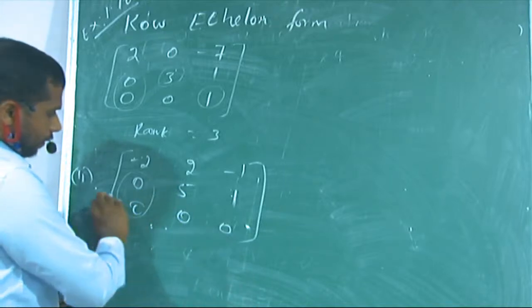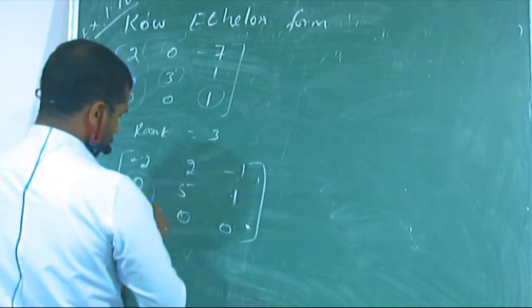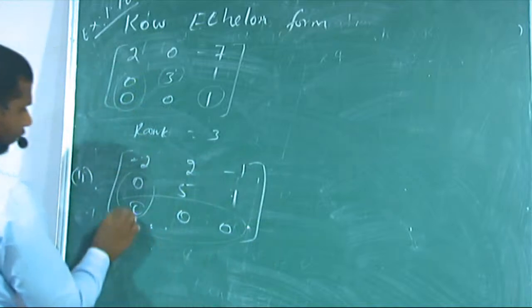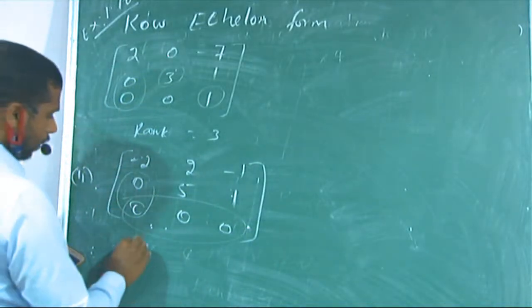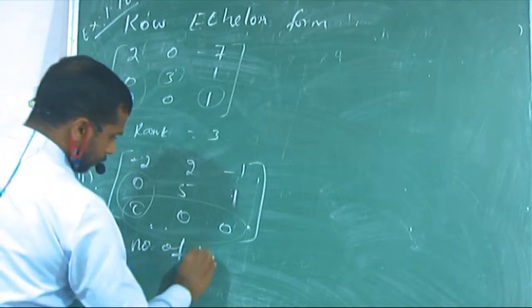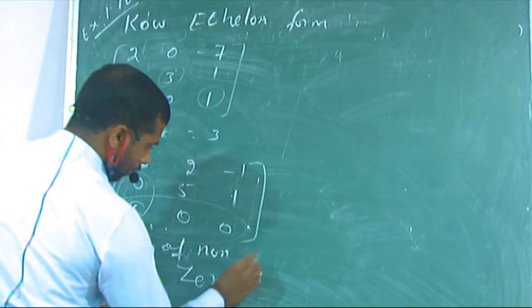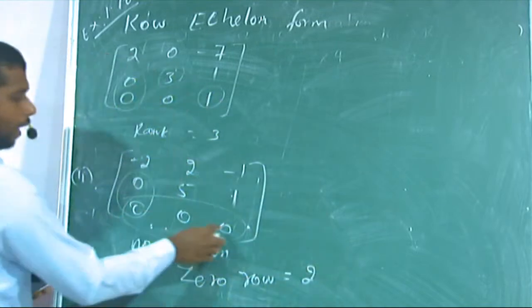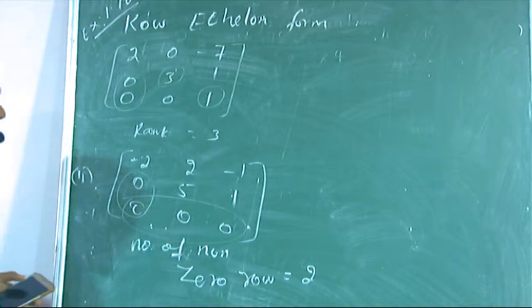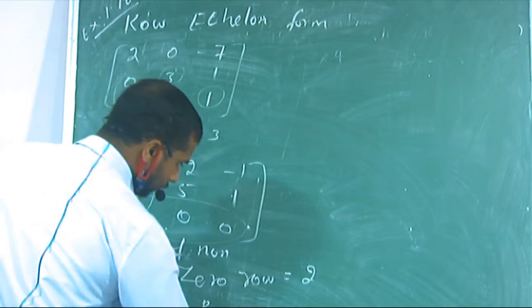How do we identify the rank? First we check whether there is any zero row. Yes, the third row is a zero row. Therefore, the number of non-zero rows is equal to 2 only, because the third row is fully zero. Number of non-zero rows is 2, which means the rank is equal to 2.